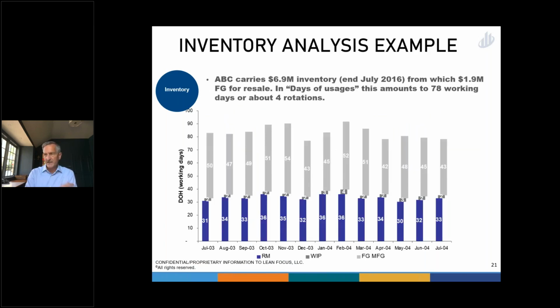This is just an example of one of the inventory charts that we tend to take a look at, which just shows the trends of inventory over time. It's broken up by raw material, work in process, and finished goods. We did one of these in a packaging division of a medical diagnostics company, and the analysis showed they had over 200 days of inventory on hand with about 140 days in WIP.